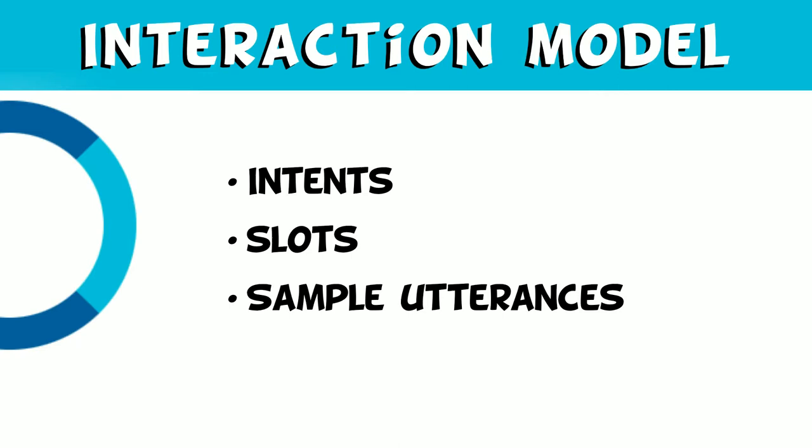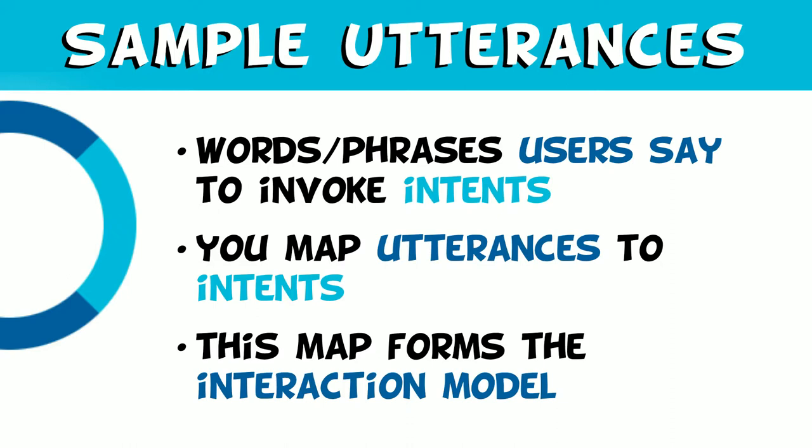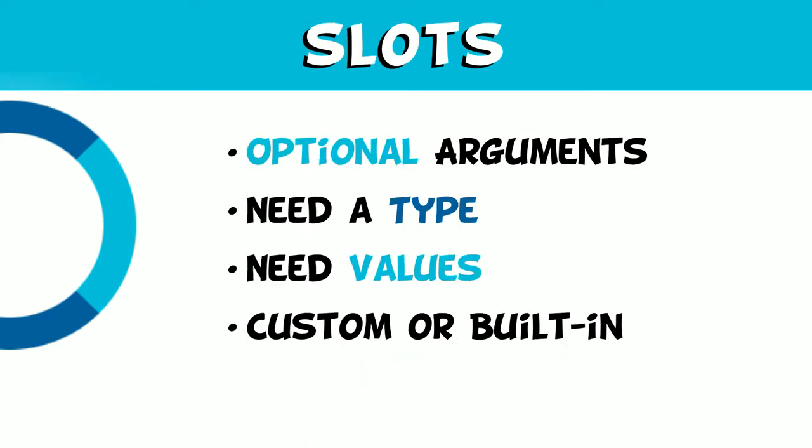Okay, so the next configuration section is where you define your interaction model, your intents, slots, and sample utterances. Intents represent actions users can do with your skill. This is the core functionality of your app. Intents are the map between the utterances we created and the code that we'll execute. Sample utterances, you will specify words or phrases users say to invoke intents. And again, you're going to map utterances to intents, and this map forms the interaction model.